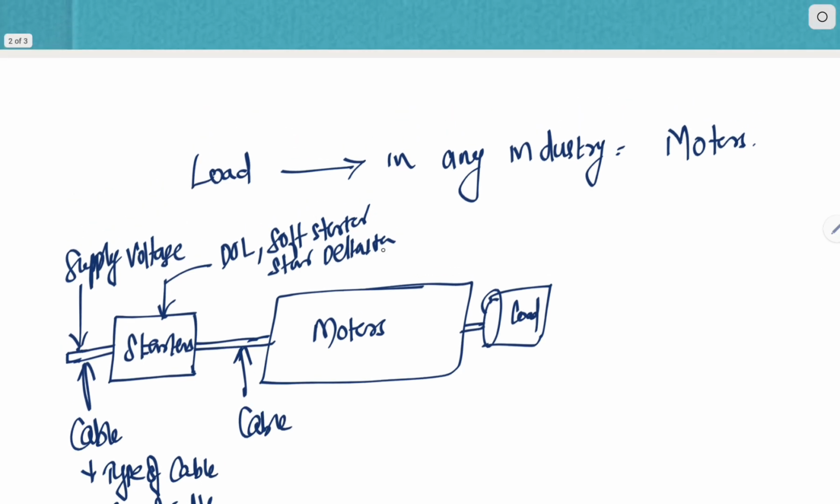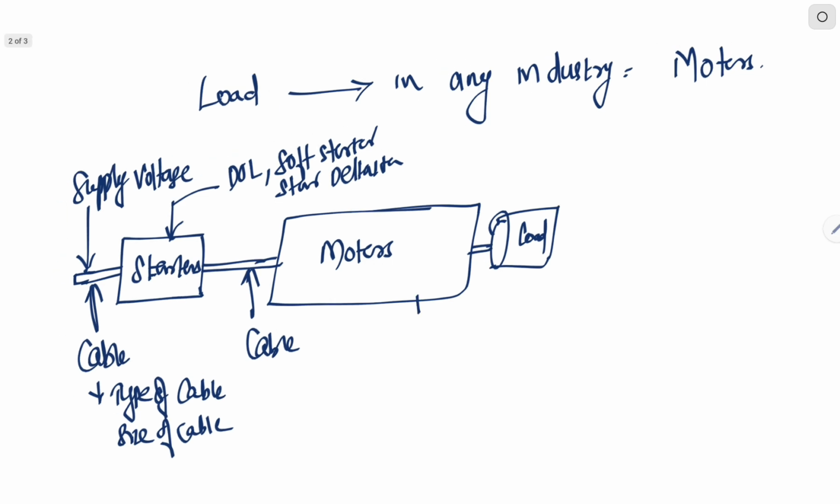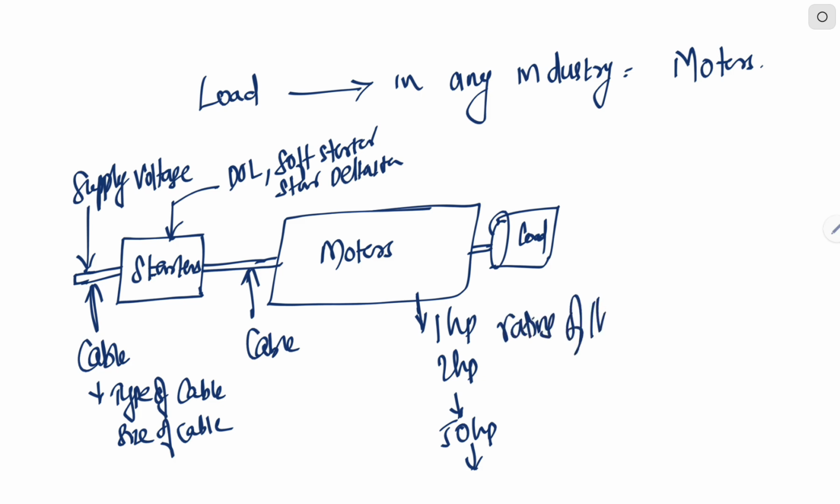While dealing with motors, there will be the rating of the motor: 1 HP, 2 HP, 5 HP, 50 HP, like that. Rating of the motor. Again, another part is there. There will be capacitors. For every motor, we need a capacitor.